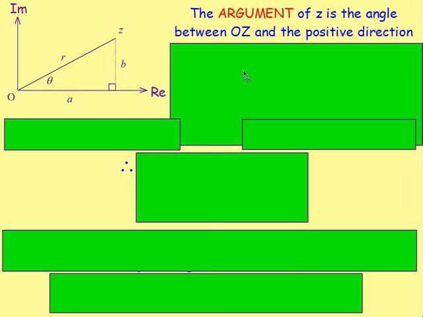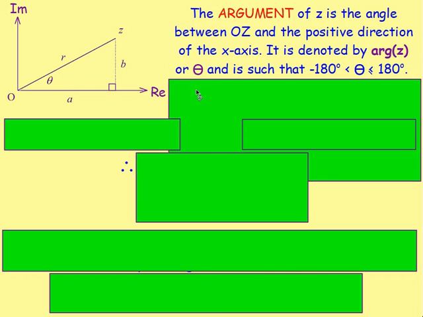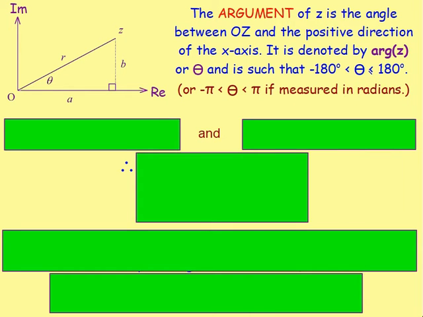The argument of z is the angle between OZ and the positive direction of the x-axis, or the real axis. It's denoted by arg z, or more commonly, theta. It is such that theta goes between negative 180 degrees and 180 degrees, or between negative pi and pi if you are using radians. So if you imagine your x and y-axis, this is the positive direction of the x-axis.